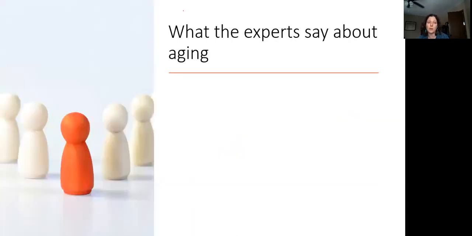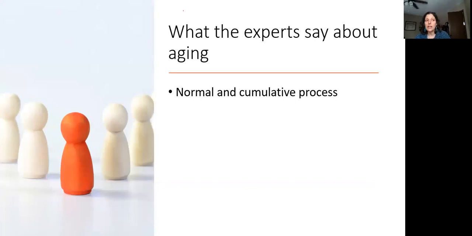Okay, so here's what the experts say about aging. When we talk to experts and we ask them, hey, what do you wish that the average person knew about aging? These are the things that they say. So the first one is, aging is normal and it's cumulative, right?